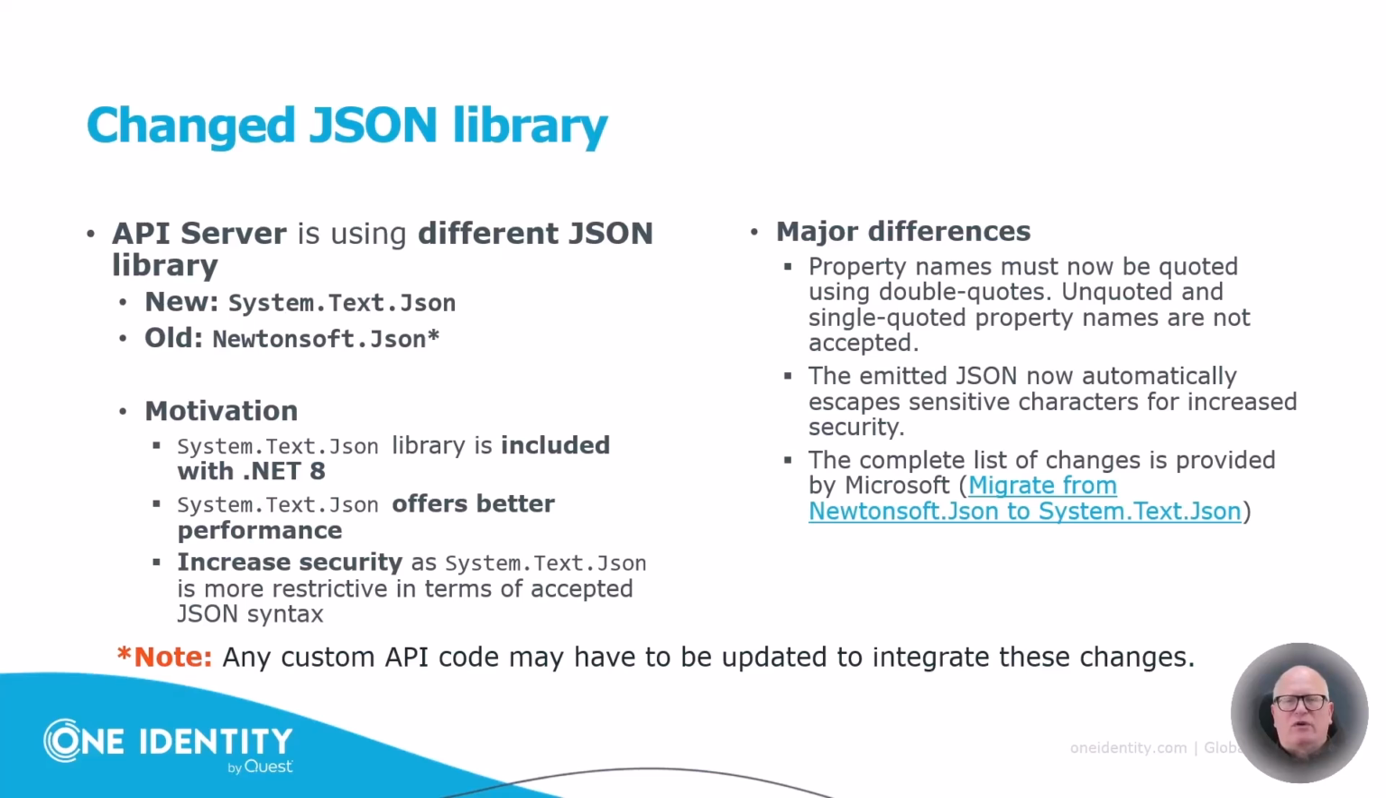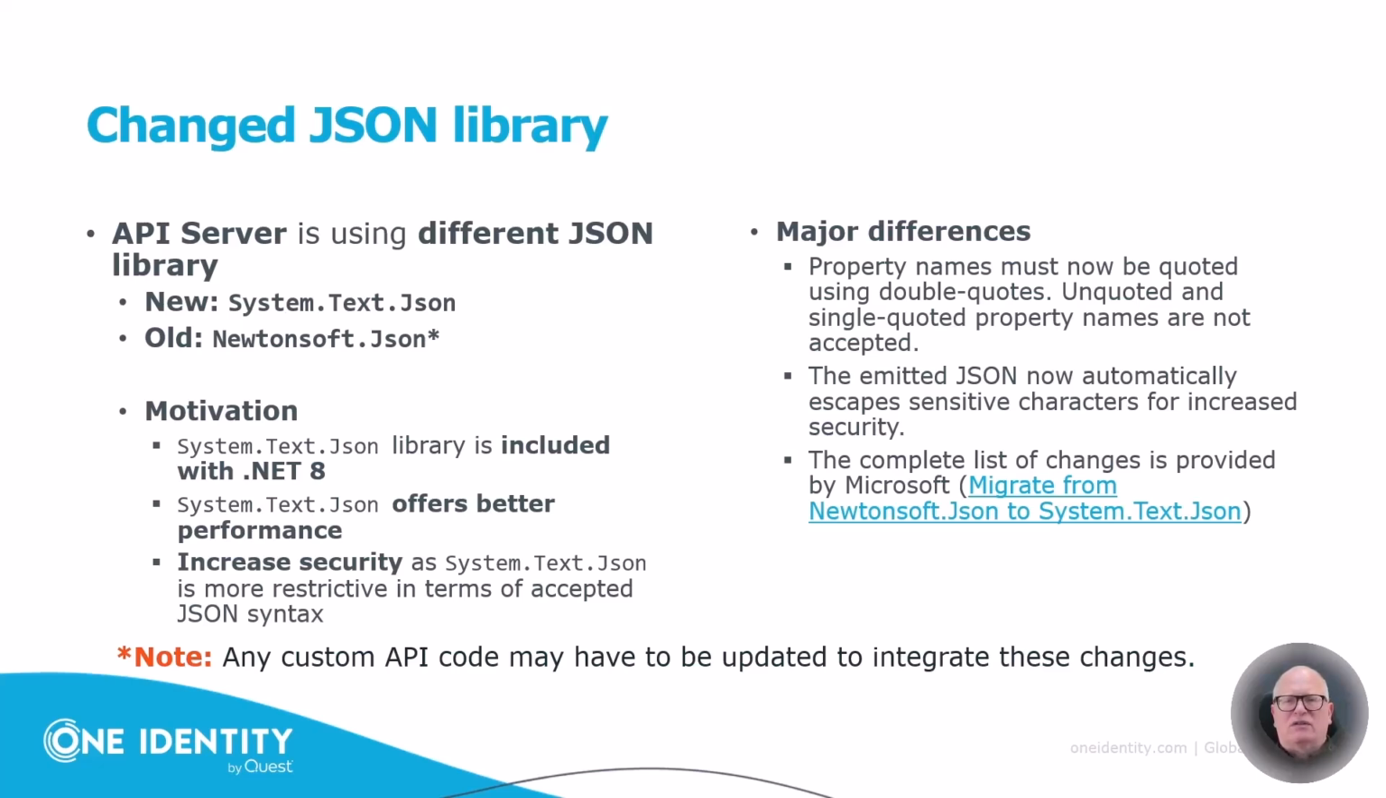If you move from the one to the other, that means if you want to change your JSON format, there are two major differences we need to talk about. First of all, property names must now be quoted. Now, there is a JSON syntax where you don't need to quote JSON property names. You have only to quote the values as long as we are talking about string values. But that is now different.